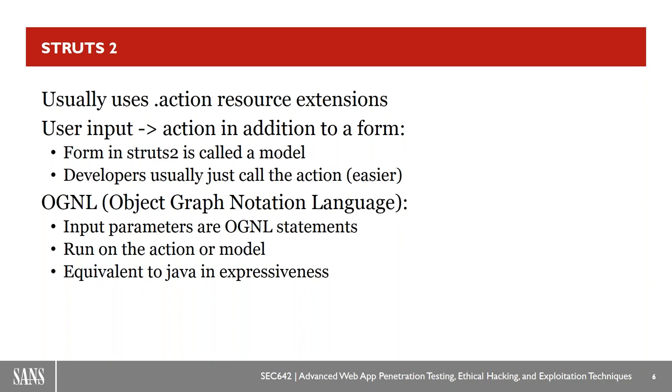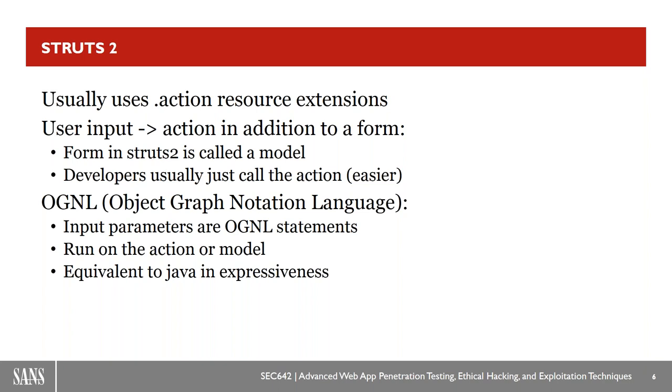So, in Struts 1, the resource extension was .do. In Struts 2, they changed to .action. So this is one of the methods of trying to identify: is this Struts? Does the file end with the extension .do or .action? Now, .do does not necessarily mean Struts version 1, and .action does not necessarily mean Struts version 2. However, they are one indicator.